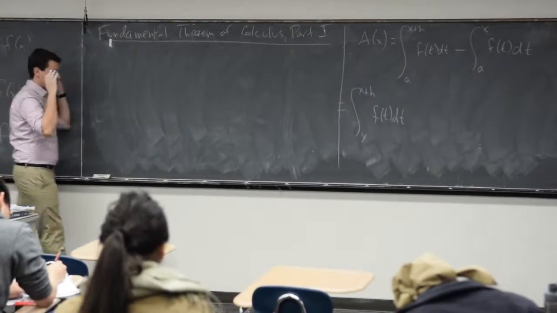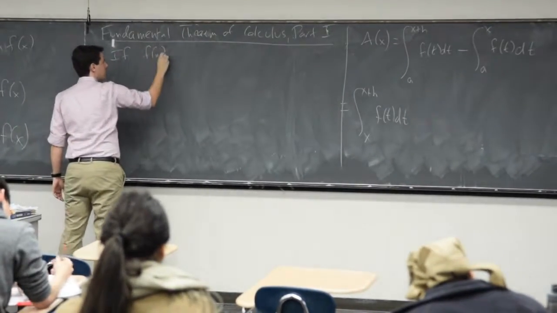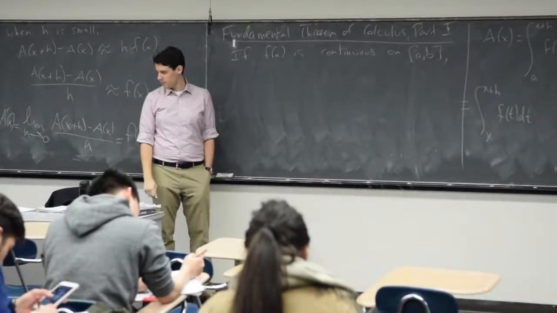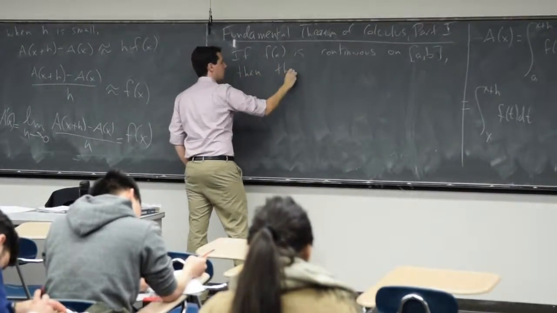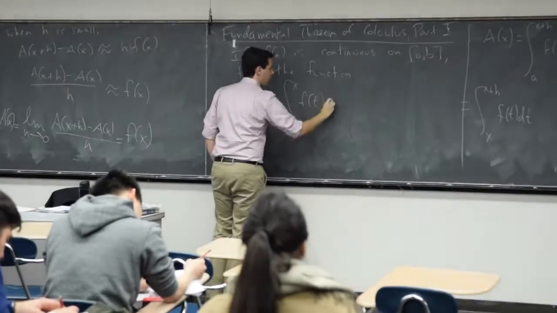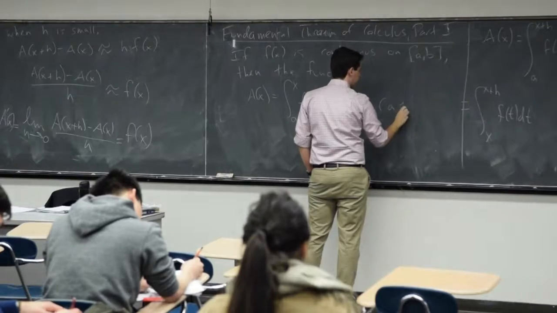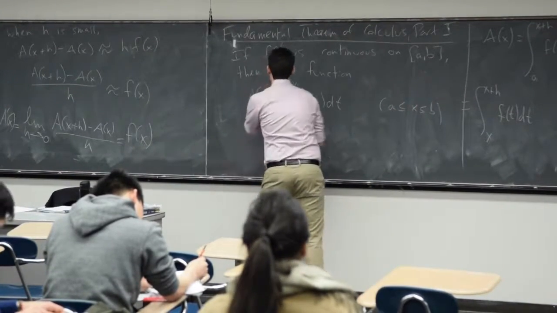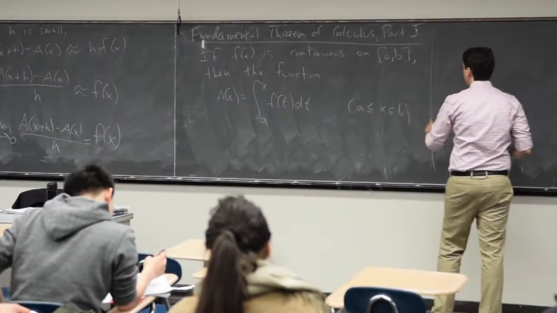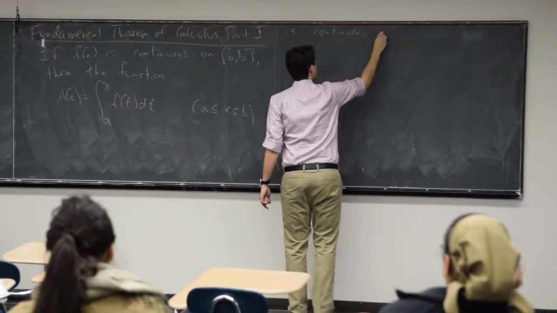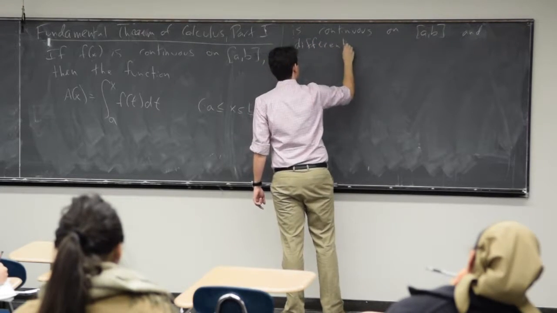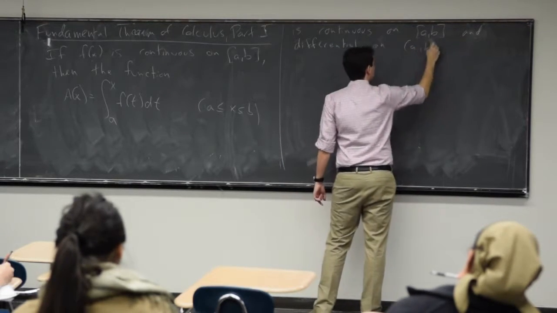It says the following. Let me just state it completely. If f of x is continuous on the interval from a to b, then the function A of x, which is given by the integral from a to x of f of t dt, where x ranges from a to b, so this function A of x, this function is continuous on the closed interval from a to b and differentiable on the open interval from a to b.